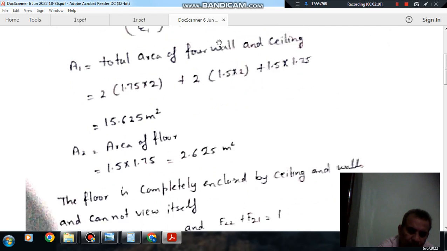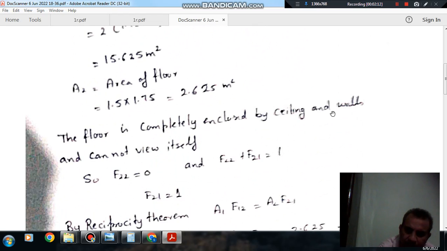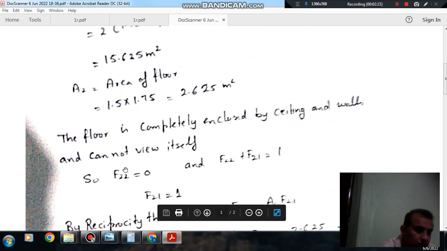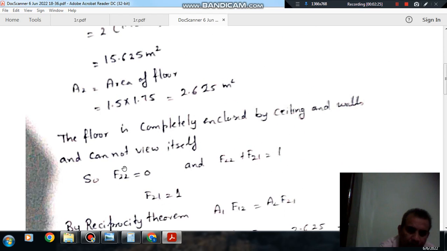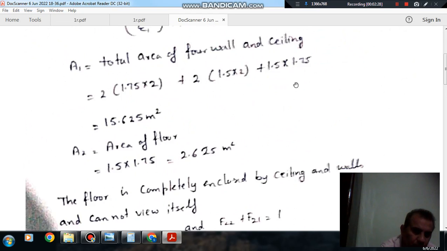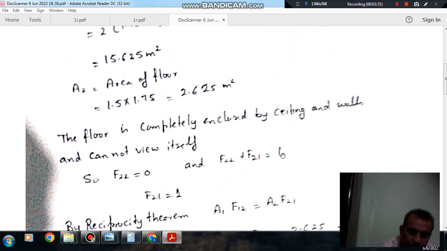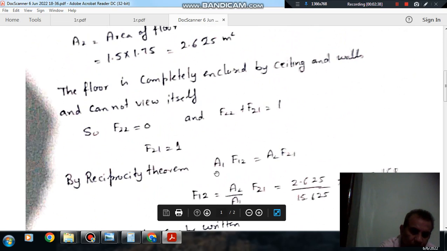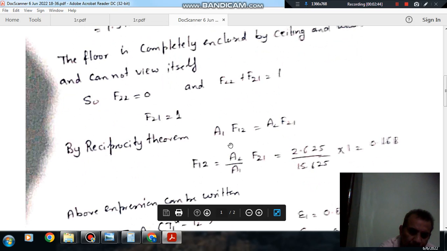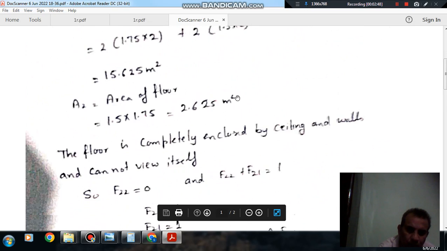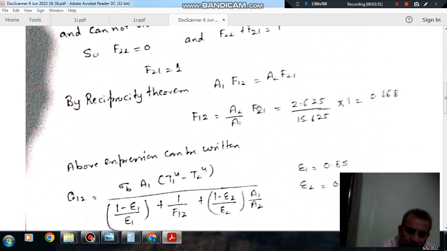Now we want to calculate F12. The floor is completely enclosed by the ceiling and walls, and cannot view itself. As the floor cannot view itself, and we have taken the floor as 2, F22 will be 0. From the summation of view factors, F22 plus F21 is equal to 1, so F21 will be 1. By the reciprocity theorem, A1 F12 is equal to A2 F21, and we can find F12, because we need F12 here. As we have the areas and F21, F12 will be 0.168.